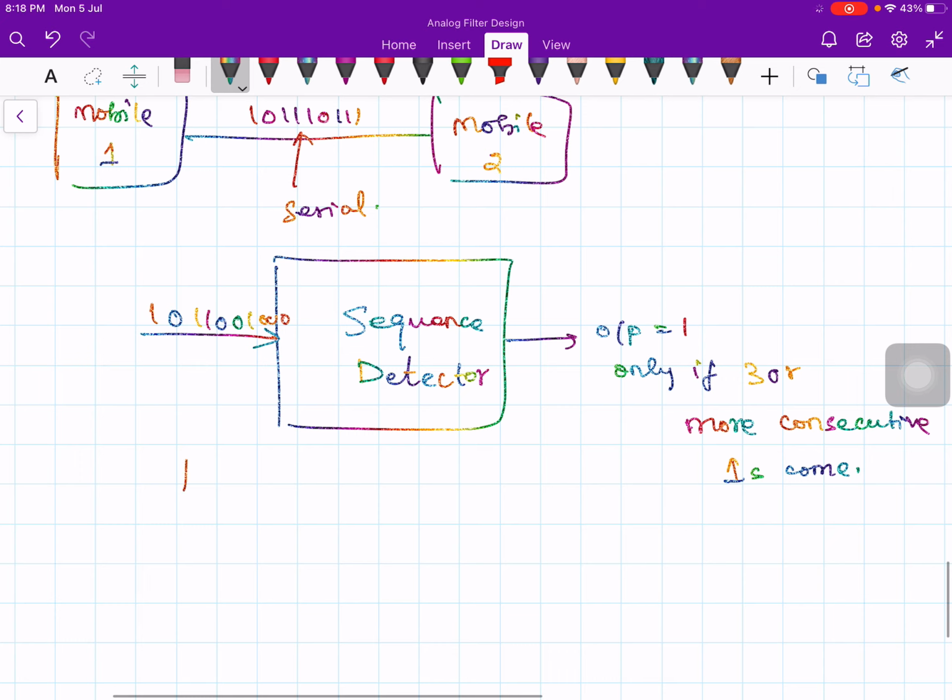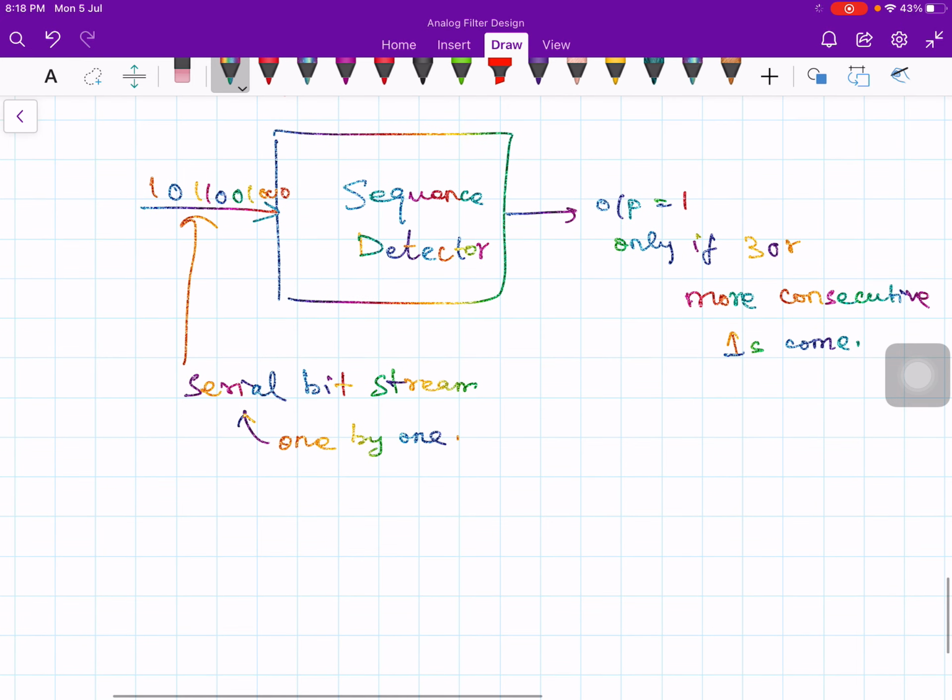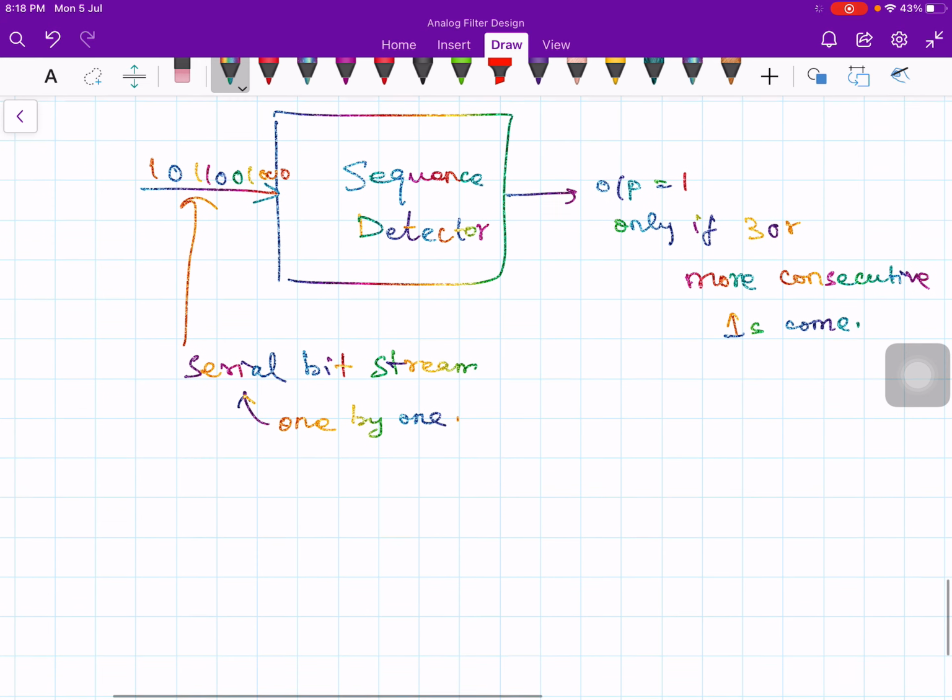Okay, so therefore the input is a serial bit stream. As I said, this is a serial bit stream. Serial means what? One by one, it is coming one by one. Okay, now let us construct the state table.